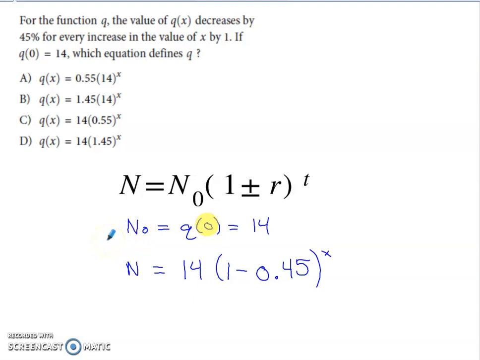And if you pay attention to the phrasing, we are decreasing by 45%. So I would have 1 minus the decimal representing 45% in that set of parentheses, leaving us with option C. If you don't know how to make sense out of decreasing rather than increasing, you might go with option D, but because this is a decrease and we need to subtract off that rate of decrease, we're going to end up with option C.